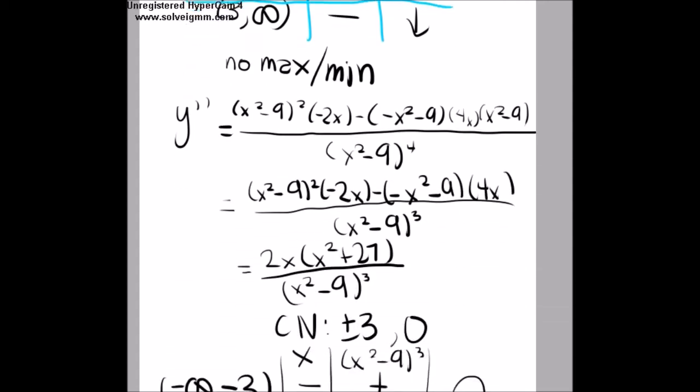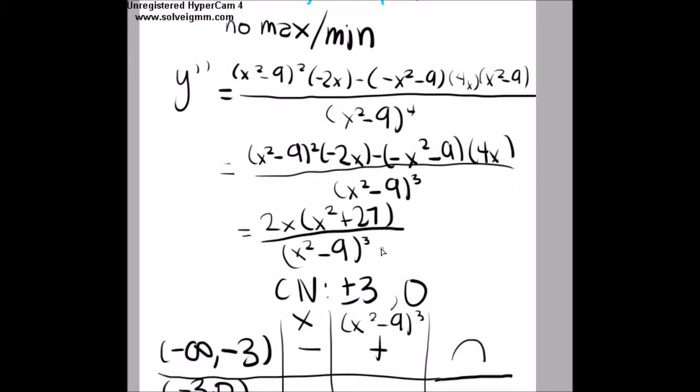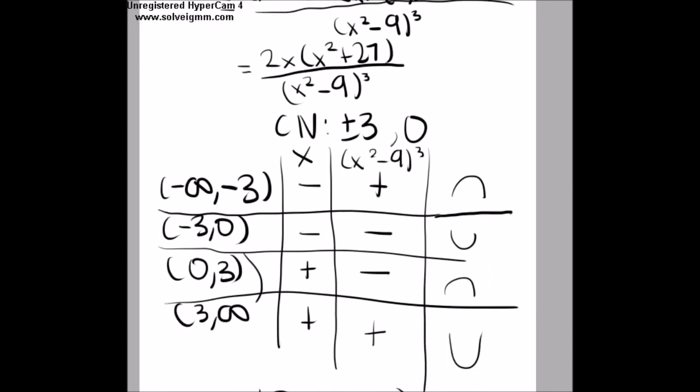And then we can find the second derivative of y, which looks ugly, but there ends up being some simplification in between. So you end up getting something that's actually not all that ugly. And then the critical numbers are positive and negative 3, and also 0, because that's when it's equal to 0 and it's undefined or unable to be evaluated, basically.